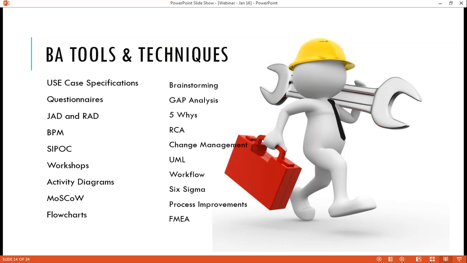Change management is another process that BAs do. BAs are always involved in change management. Every time a software gets implemented, there are a lot of requirements which do not get answered, and those are answered through the change management process.